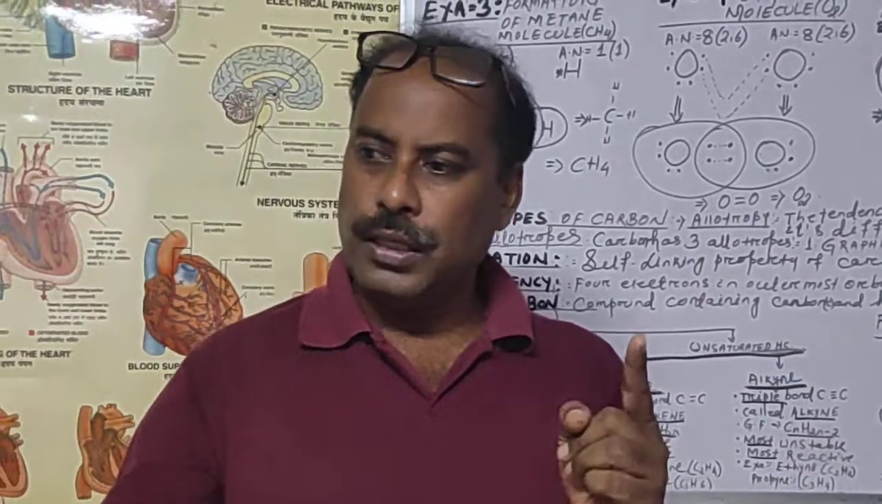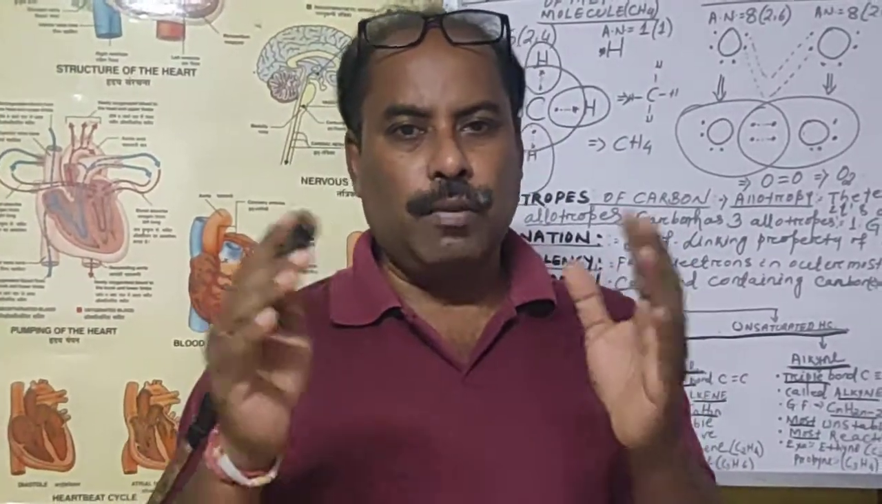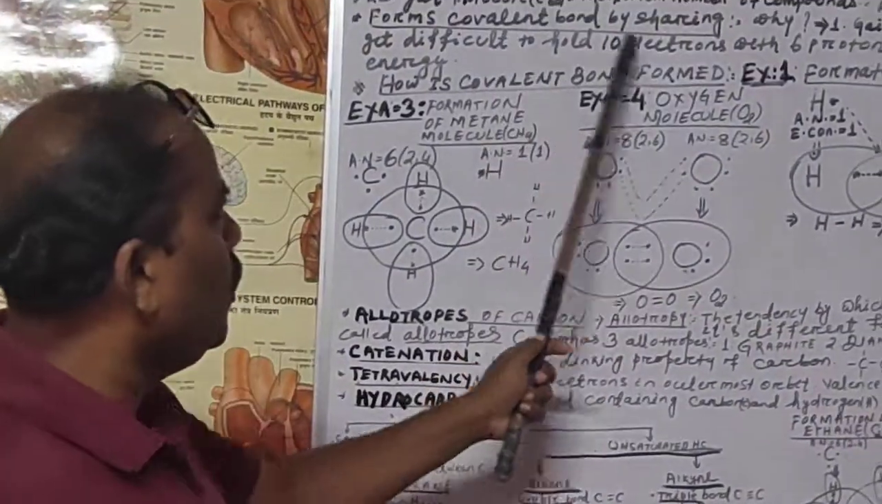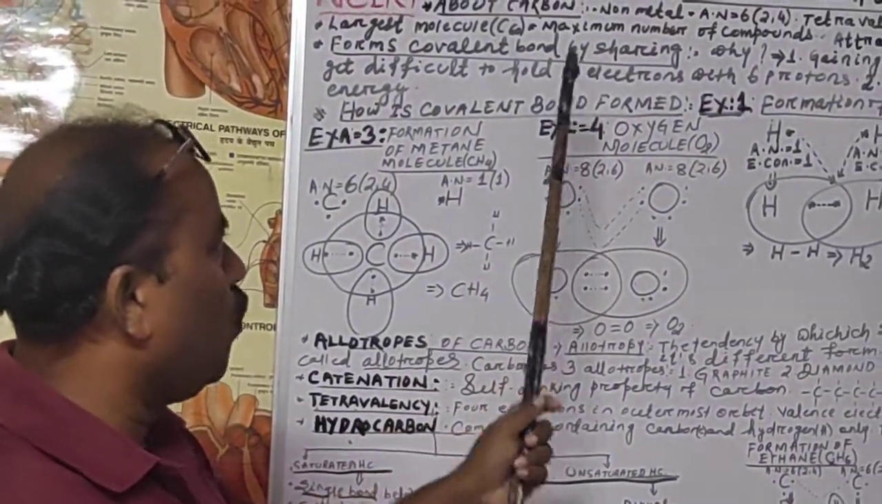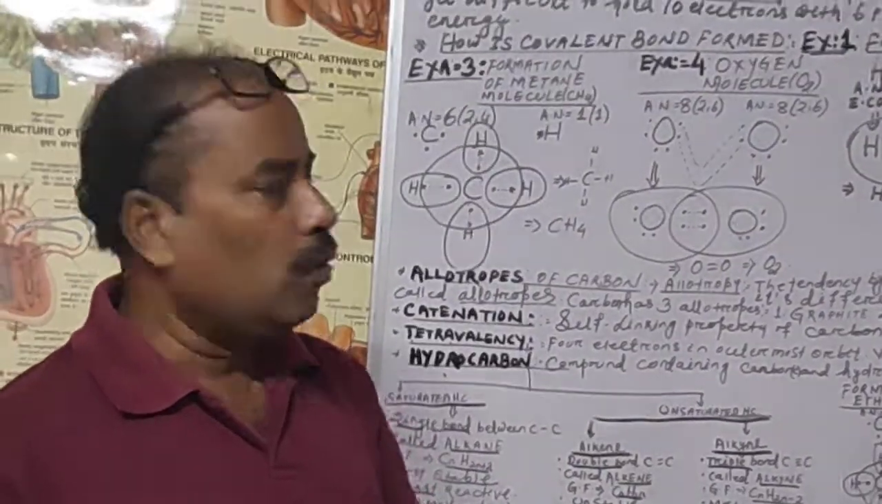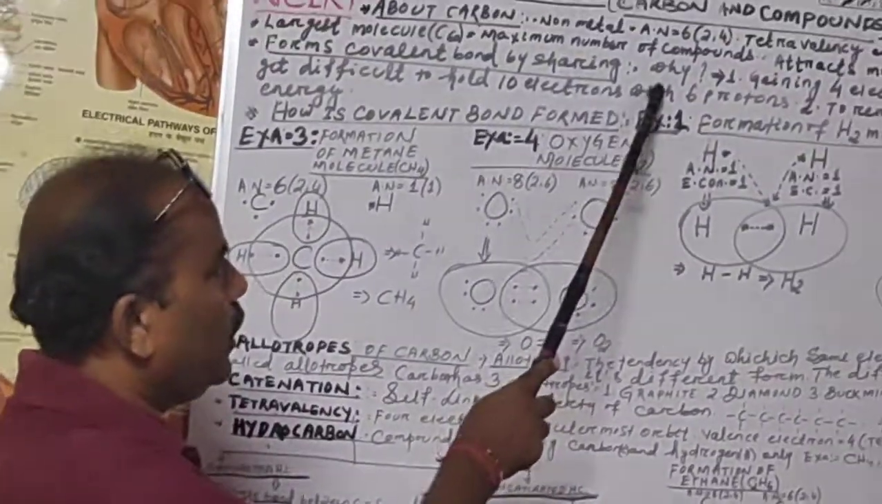One is carbon, another is another element. So they make a compound known as the covalent compound. Carbon makes the covalent compound by sharing electrons. But the question is, why does it share electrons?